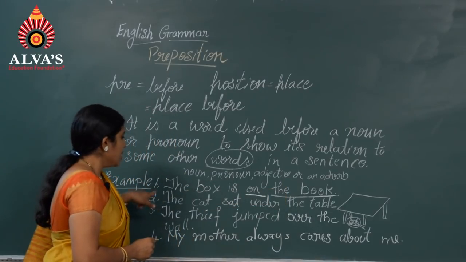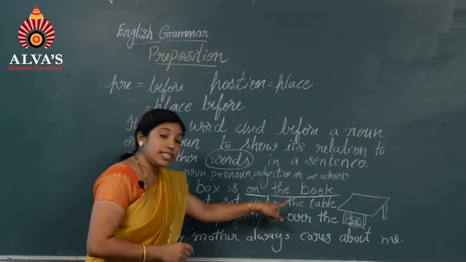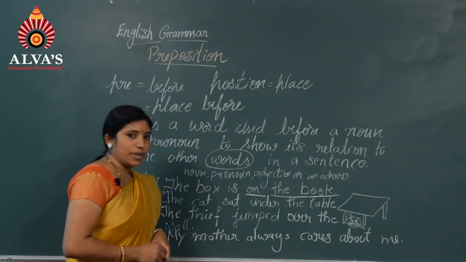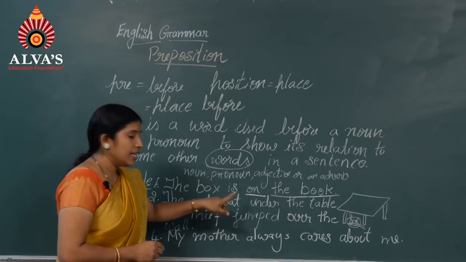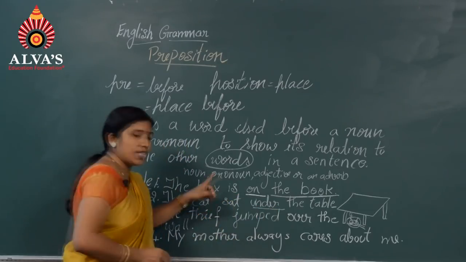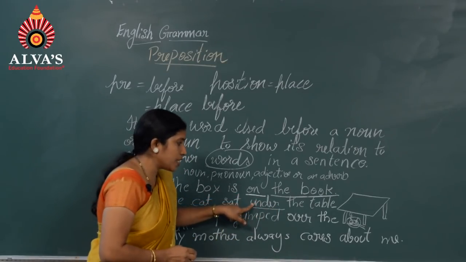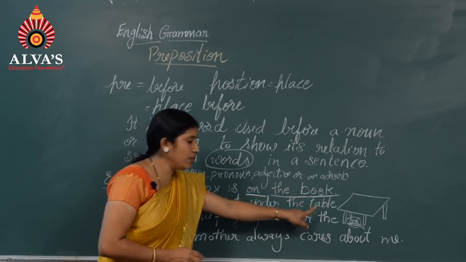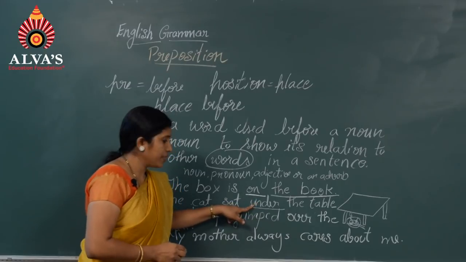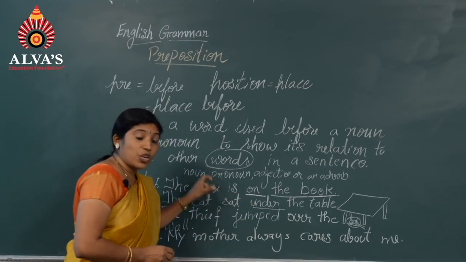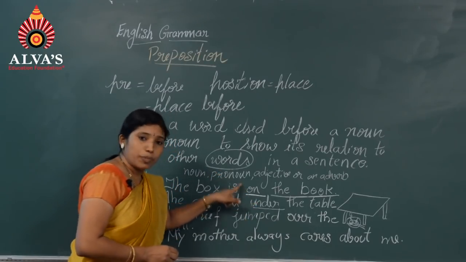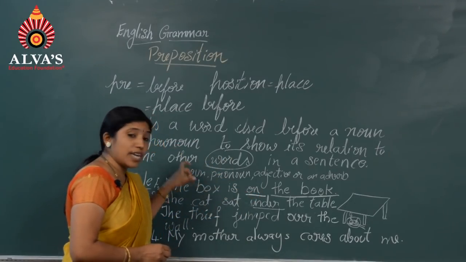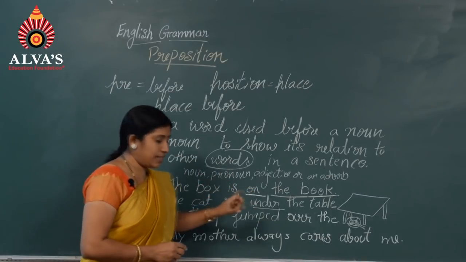Number 2, the cat sat under the table. What is the position of the cat? It sat under the table. So what is the preposition here? It is under. Under is the preposition and this preposition is placed before a noun. The table is the noun. So what is the function of this preposition? It shows the position. It is an example for preposition of place.